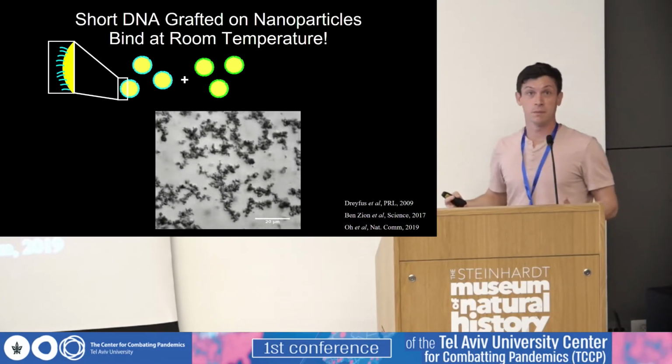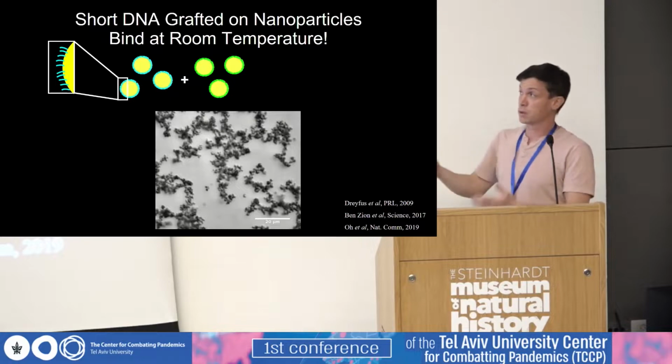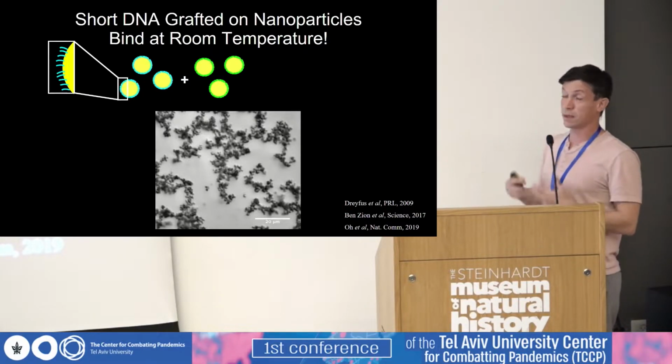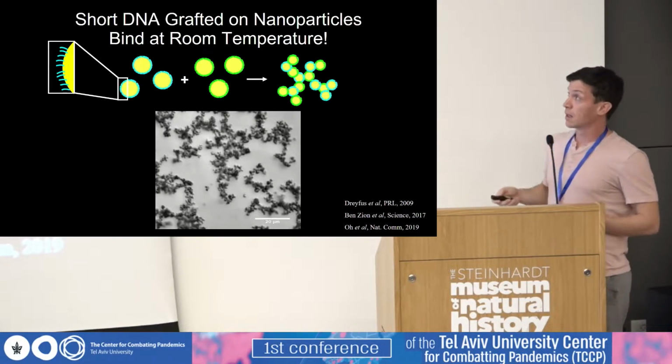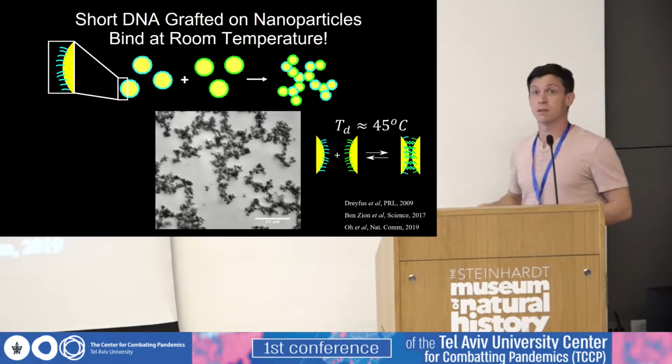They do bind. These are short sequences. At room temperature, they shouldn't bind. But once you put them on particles, they actually do aggregate spontaneously and very strongly. Moreover, you find that the melting temperature of these aggregates is much higher. It's 45 Celsius instead of 4 Celsius.